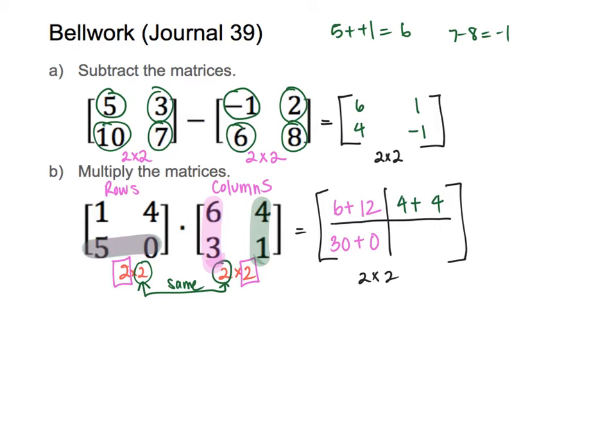So 5 times 4 is 20, plus 0 times 1 is 0. And so now I'm just going to clean this up by adding the insides together. So I'm going to get a 2 by 2. So 6 plus 12 gives me 18. 4 plus 4 gives me 8. 30 plus 0 is 30, and 20 plus 0 is 20. And voila, I have my product matrix.